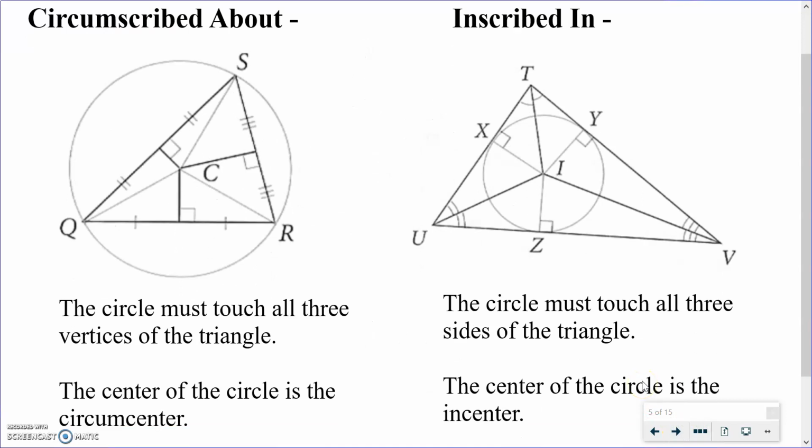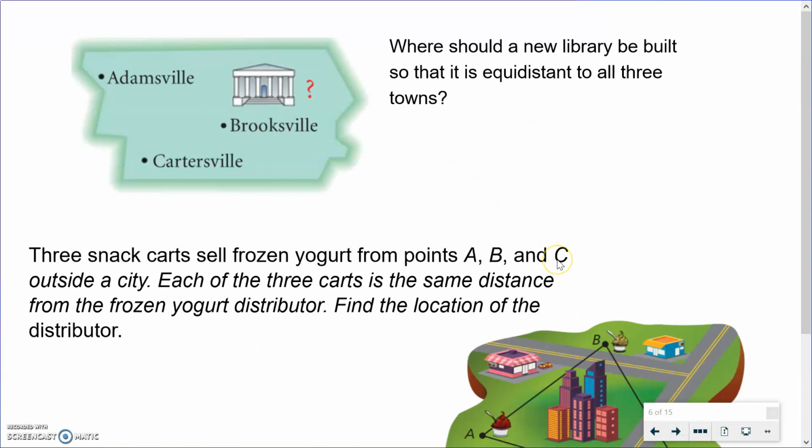Okay. And so circumscribed about means that circle is drawn through all three vertices on the outside, and inscribed is inside of the triangle, and it will touch all three sides of the triangle if it's inside. Okay, so then we can use those and talk about different things we can figure out.